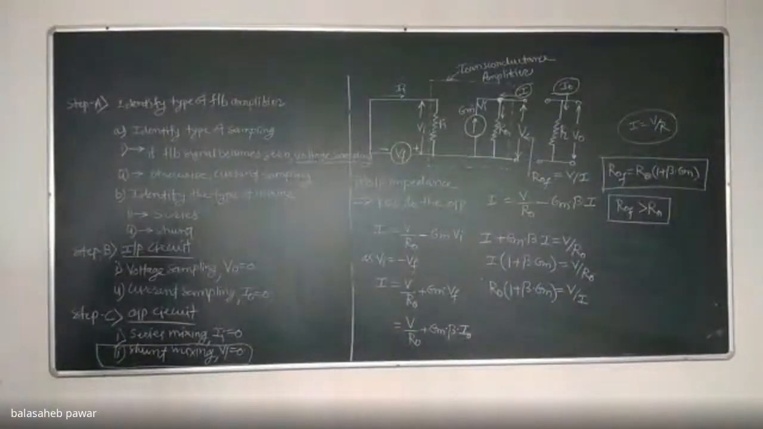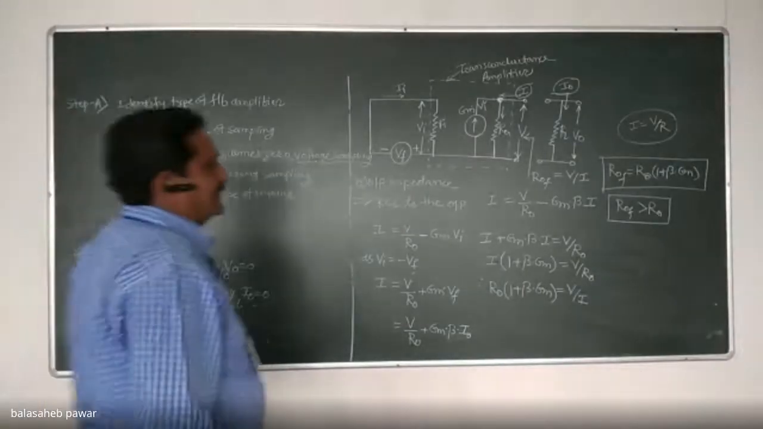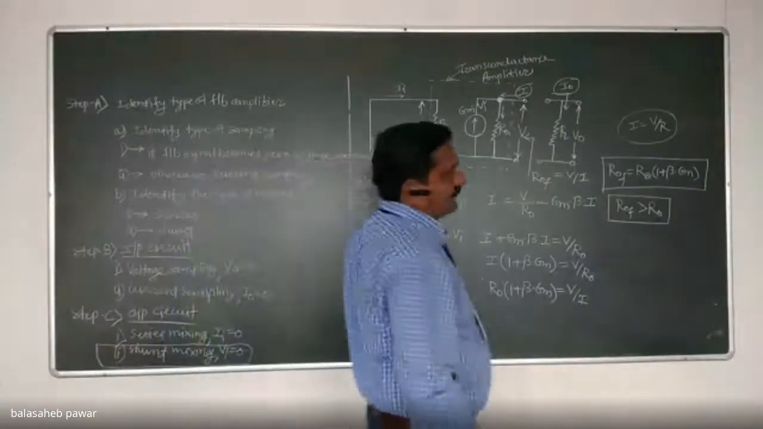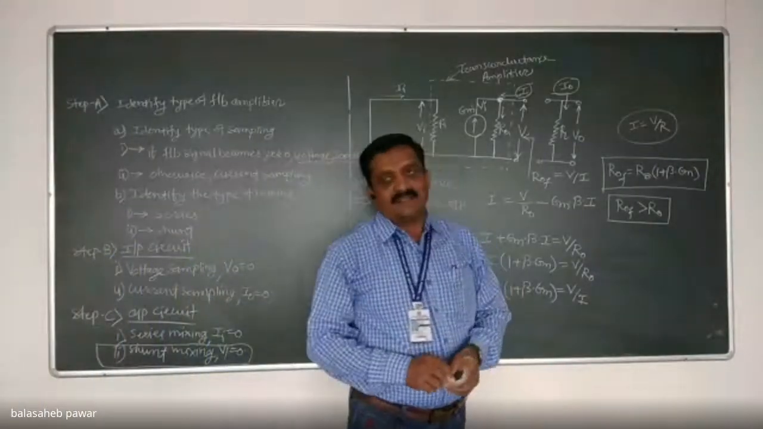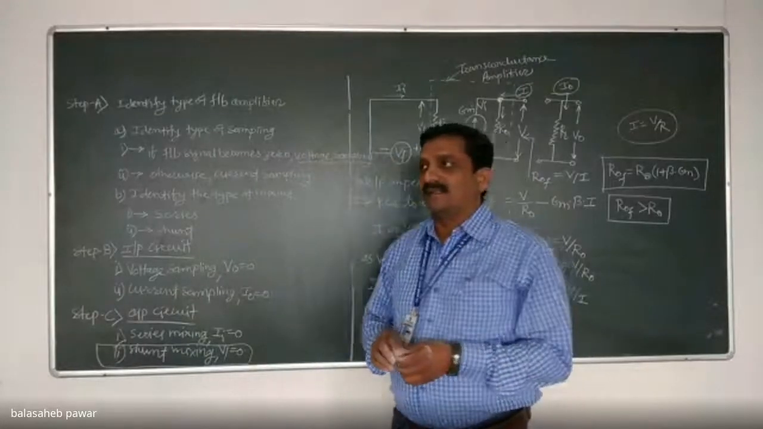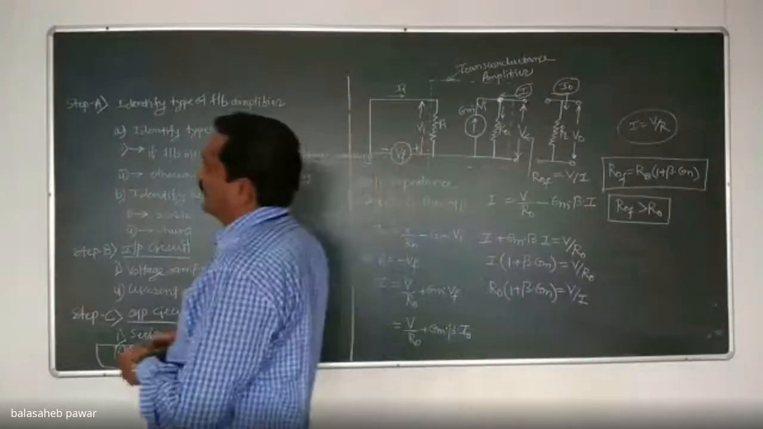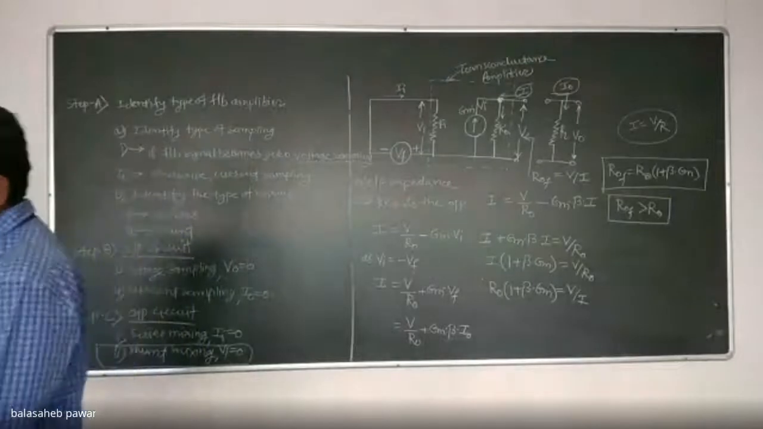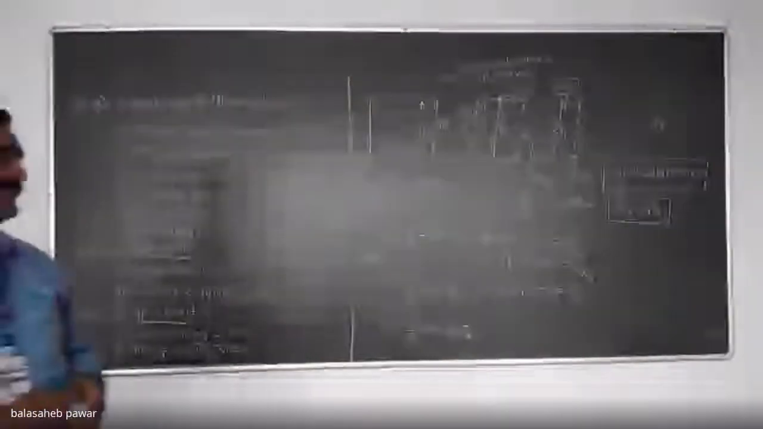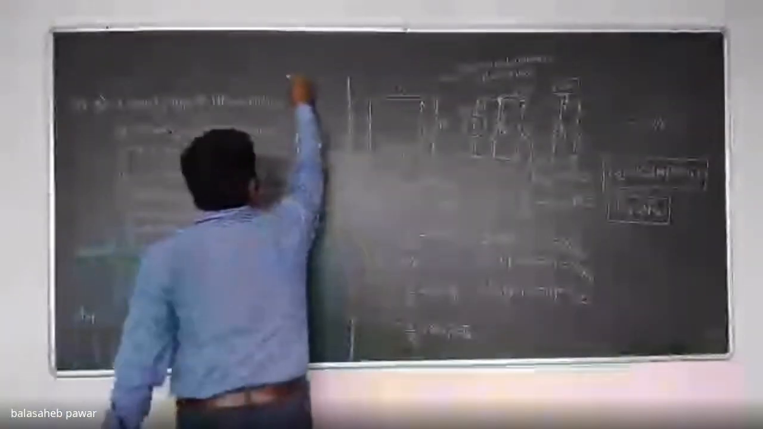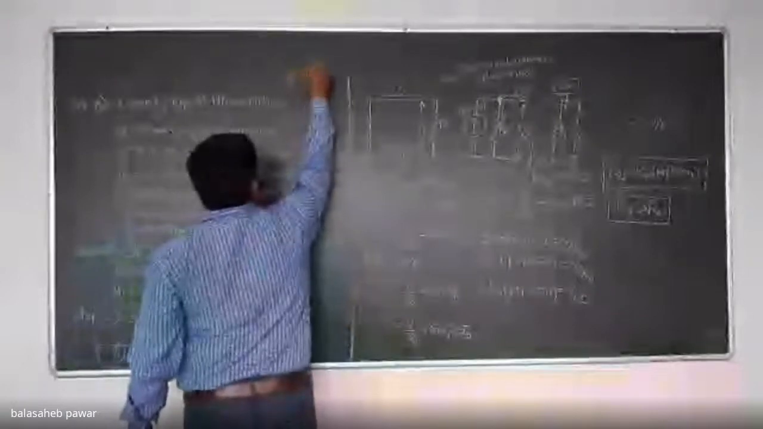Then next step F, indicate XF and XO in the circuit. Indicate XF and XO in the drawn final AC equivalent circuit, and determine first of all the beta factor, that is the feedback factor, so that beta will be equal to XF by XO. Okay.